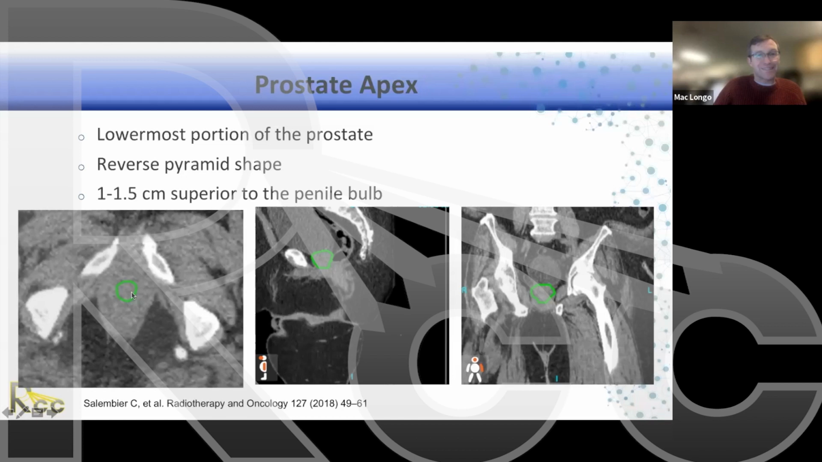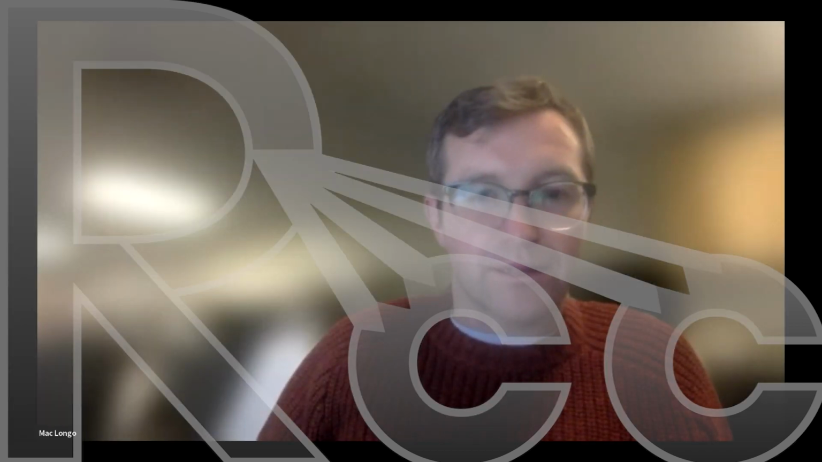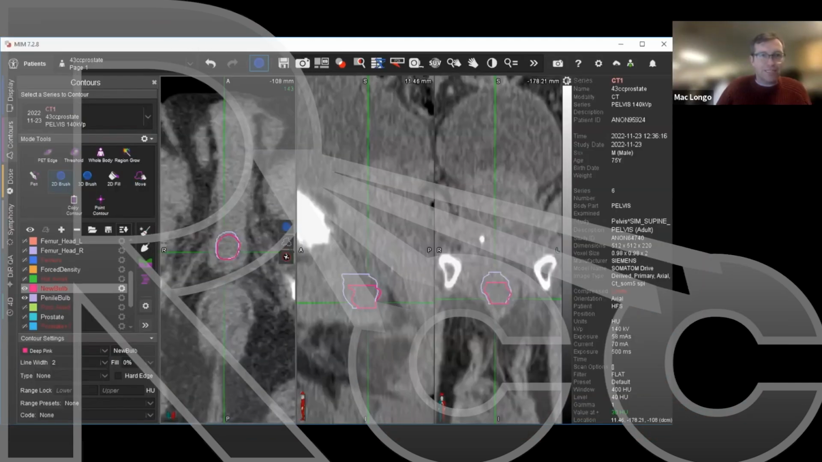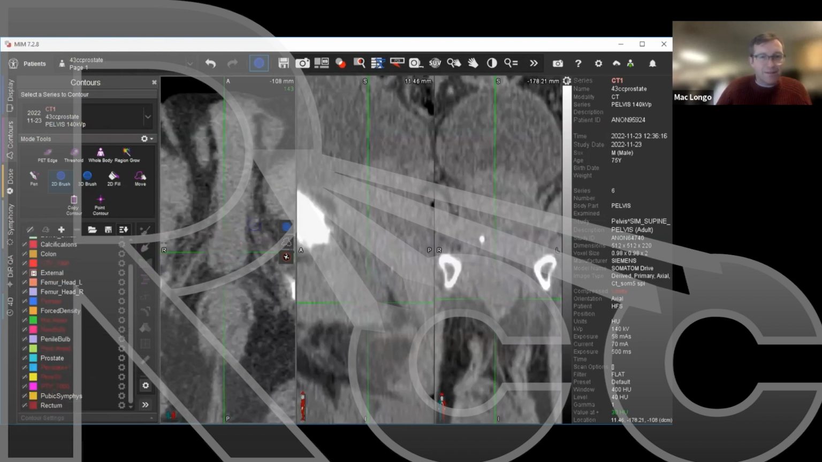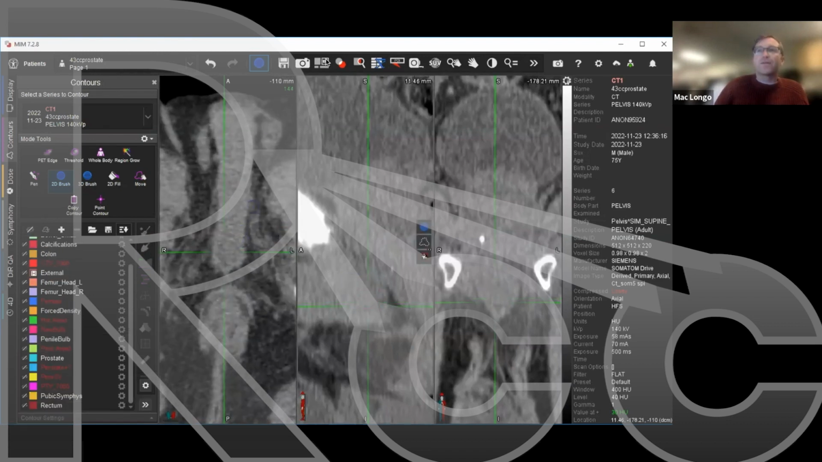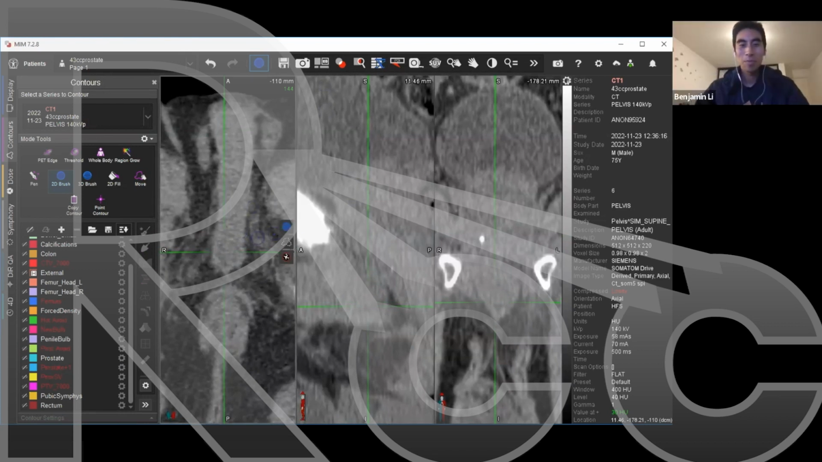So let's turn our attention to the prostate apex. This is the bottom or inferiormost aspect of the prostate. It's pyramidal in shape. And again, one anatomic marker is that it's about 1 to 1.5 centimeters superior to the penile bulb. And that's why I wanted to do a little bit of penile bulb contouring. We're gonna try to do some apical contouring. And again, I'm gonna challenge myself to just not cheat, and we're gonna contour.